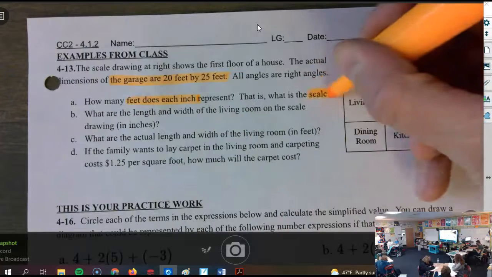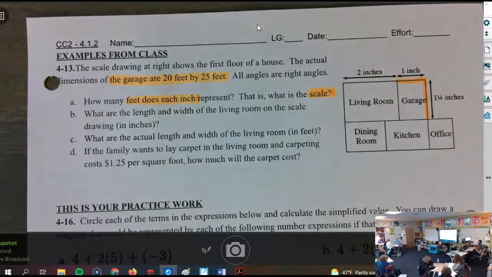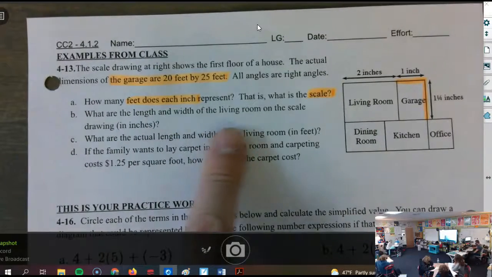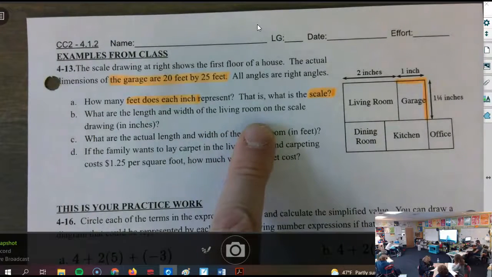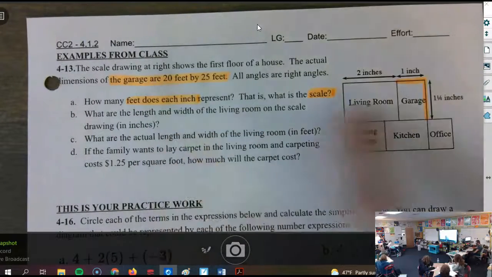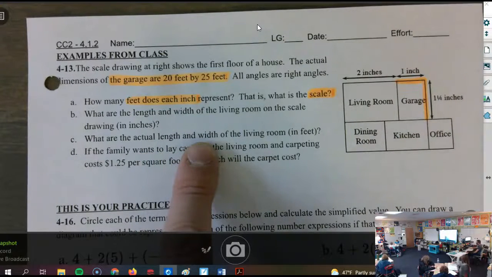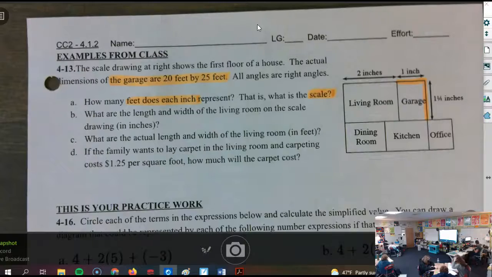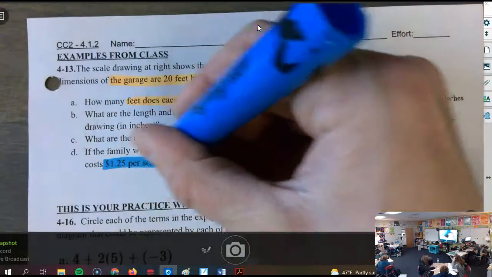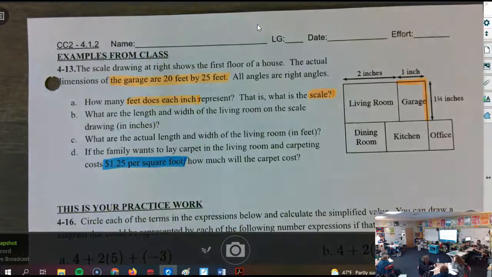When we're converting feet to inches or inches to feet or any length to another length, that's a scale. Then what are the length and width of the living room on the scale drawing? So in inches. Then calculate what are the actual lengths and widths. And this is really why people often do math about their house. If you're buying a new floor, carpeting for your house, that's $125. That would be super cheap right now. All flooring is way more expensive than that currently.